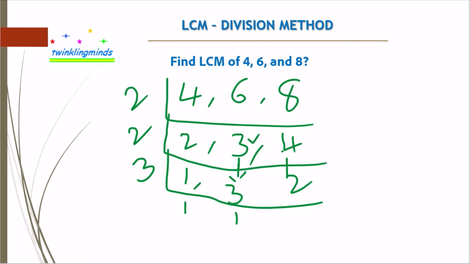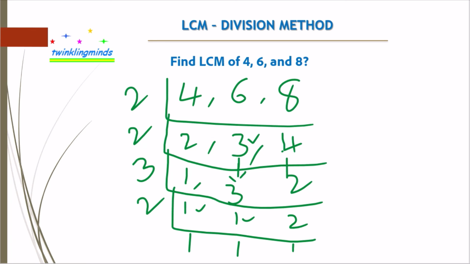Again, below, can we divide 2 by 3? No, then we bring down 2. We need to repeat this again till all become 1. So the next, what number do we need to consider? This is already 1, this is already 1, this is already 1, so 2. So we need to divide by 2, quotients 1, 1, 1.